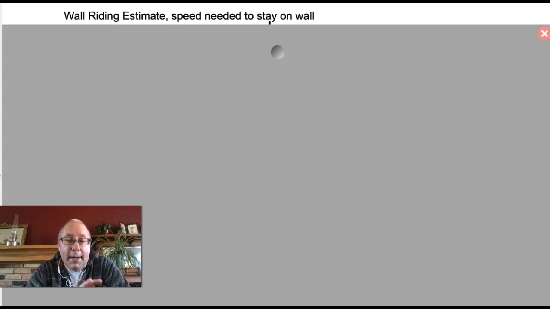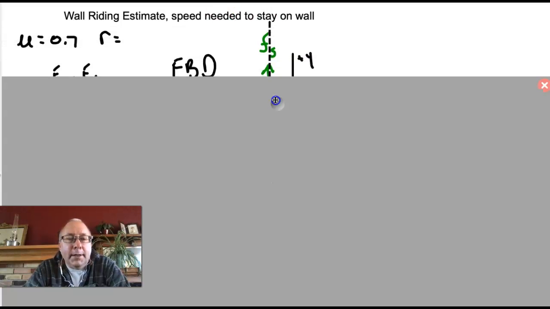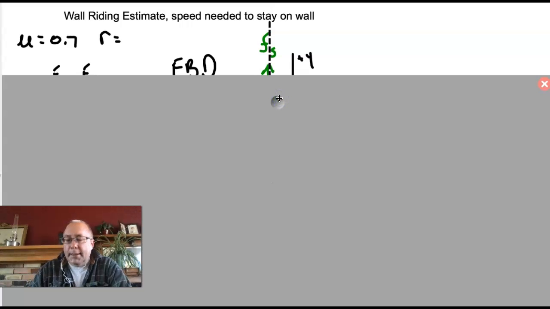So we're just going to do an estimate and take a look at the speed that would be needed to stay on the wall. And what we're going to use here is what we've learned about centripetal forces. So first thing you do, always remember, is you're going to do an FBD. Now, I took the diameter of that wall. I looked at a car and figured out what the distance of a car is, and I figured it's about 3 and a half cars apart. So the diameter is about 35 feet. So I'm going to estimate the radius at about 17 and a half feet.